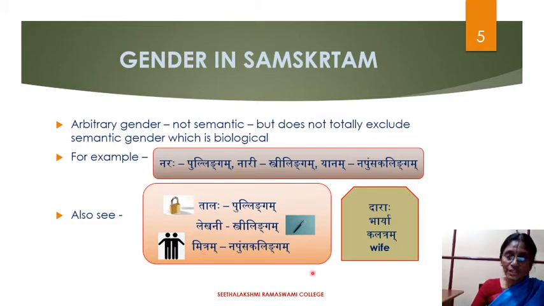We have also instances wherein a single thing has words in all the three genders. For example, wife has words in all the three genders. Daraha is masculine, Bharya is feminine, and Kalatram is neuter. In all the three genders, we have words to convey wife in Samskritam.